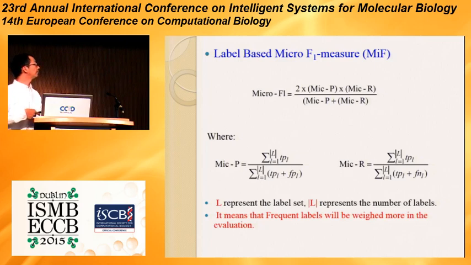One of the most important metrics is macro F measure. It is a combination of the macro precision and the macro recall. From here, we can say the most frequent labels will be weighted more in the evaluation. Actually, macro F is highly correlated with example-based F measure. Both of these two measures are weighted more on the frequent labels.